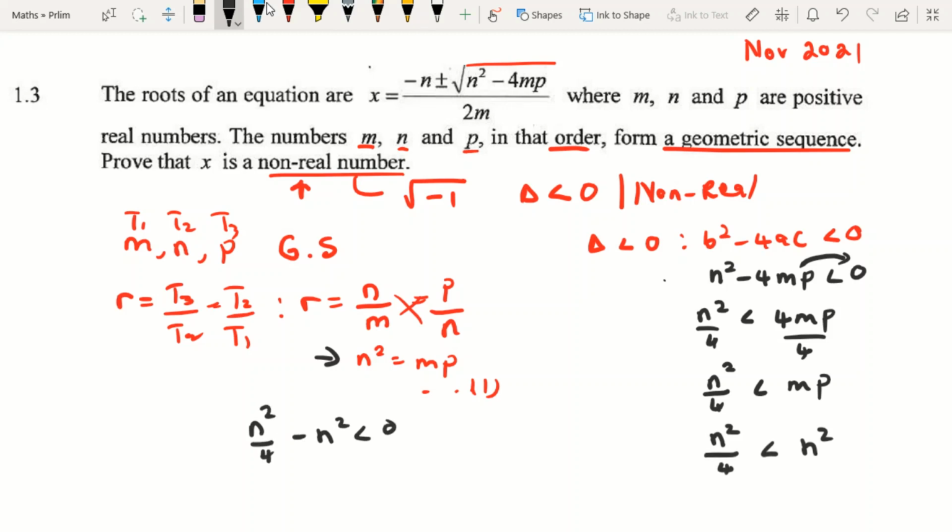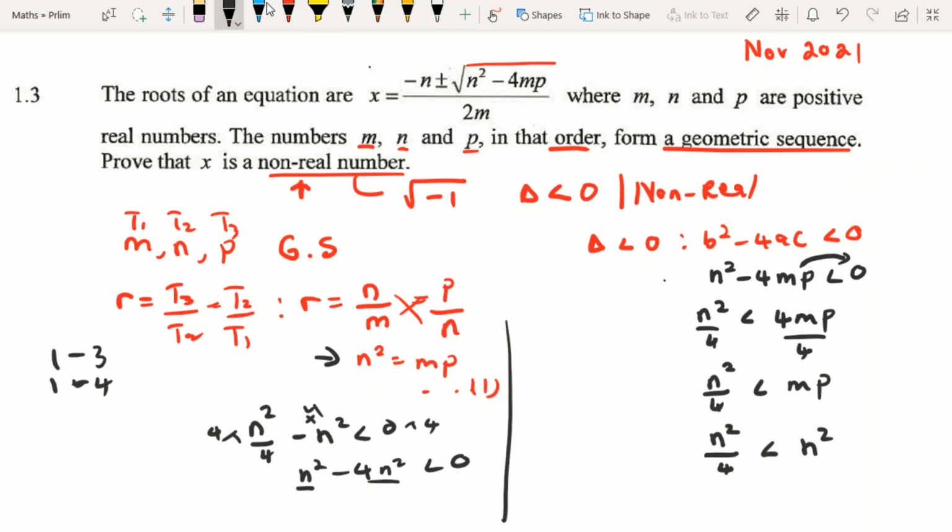You can multiply all sides by 4. You have n squared minus 4n squared less than 0. Then you subtract these because they are the same. It's like saying 1 minus 3 or 1 minus 4, right? It's the same thing. So here we're just going to get an answer of minus 3n squared is less than 0.